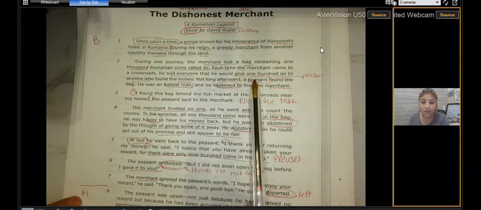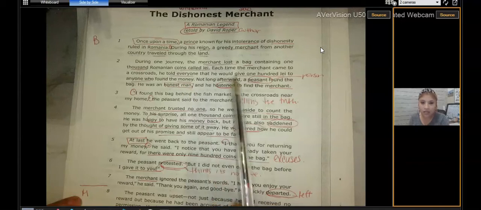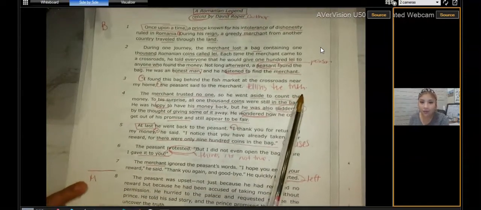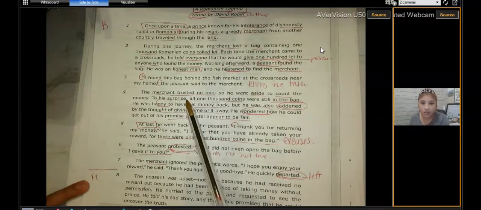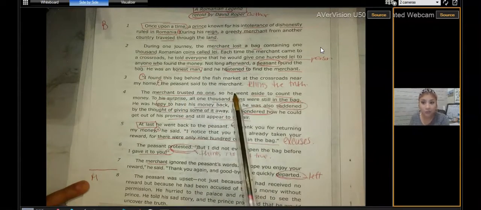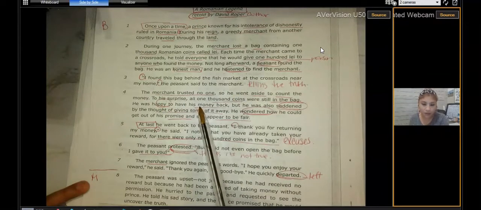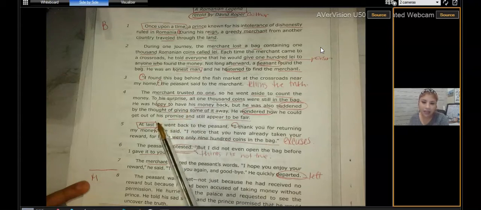And not too long, a peasant who was honest found the merchant. And he told him the truth. He says, hey, I found your coins. But the merchant trusted no one, so he went aside, he counted it, and there was 1,000 coins in the bag. He was happy, but he was also sad because he had to give some of it away. So he wondered how he can get out of that, and he promised what he had promised and to be fair. So at last he came up with a solution. He made excuses, and the peasant was protesting, saying that's not true.